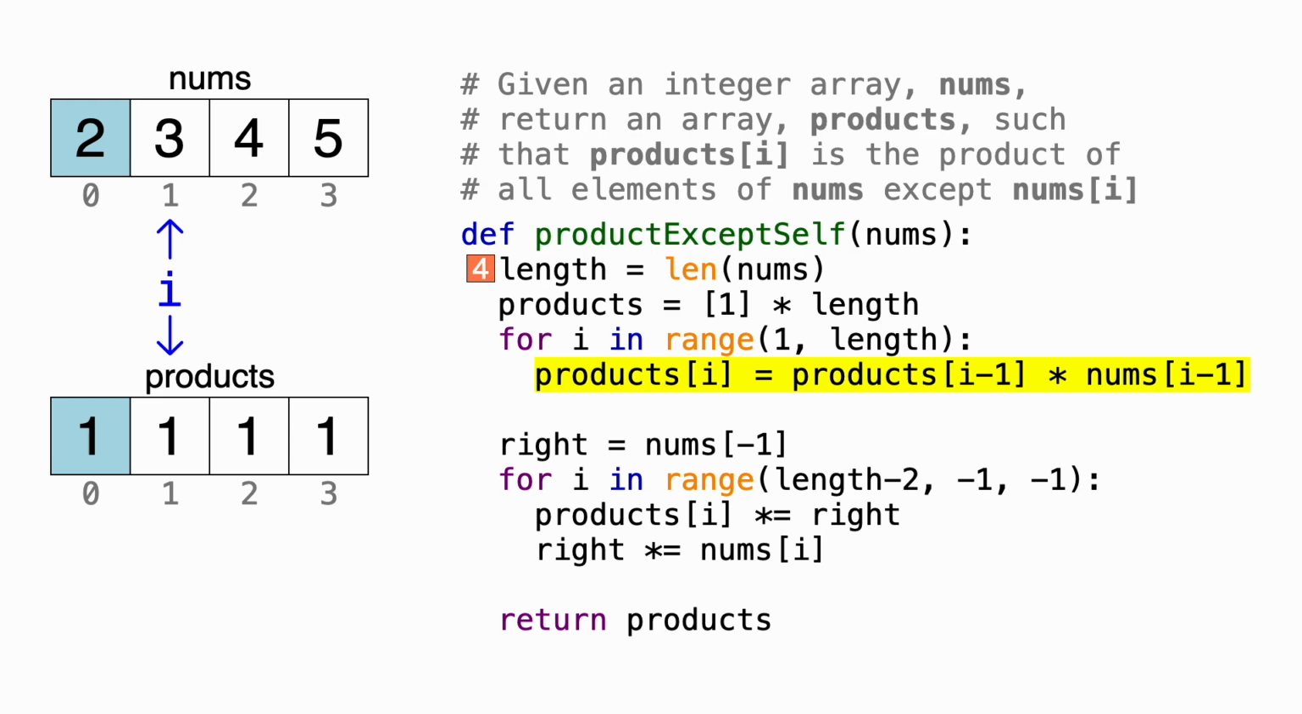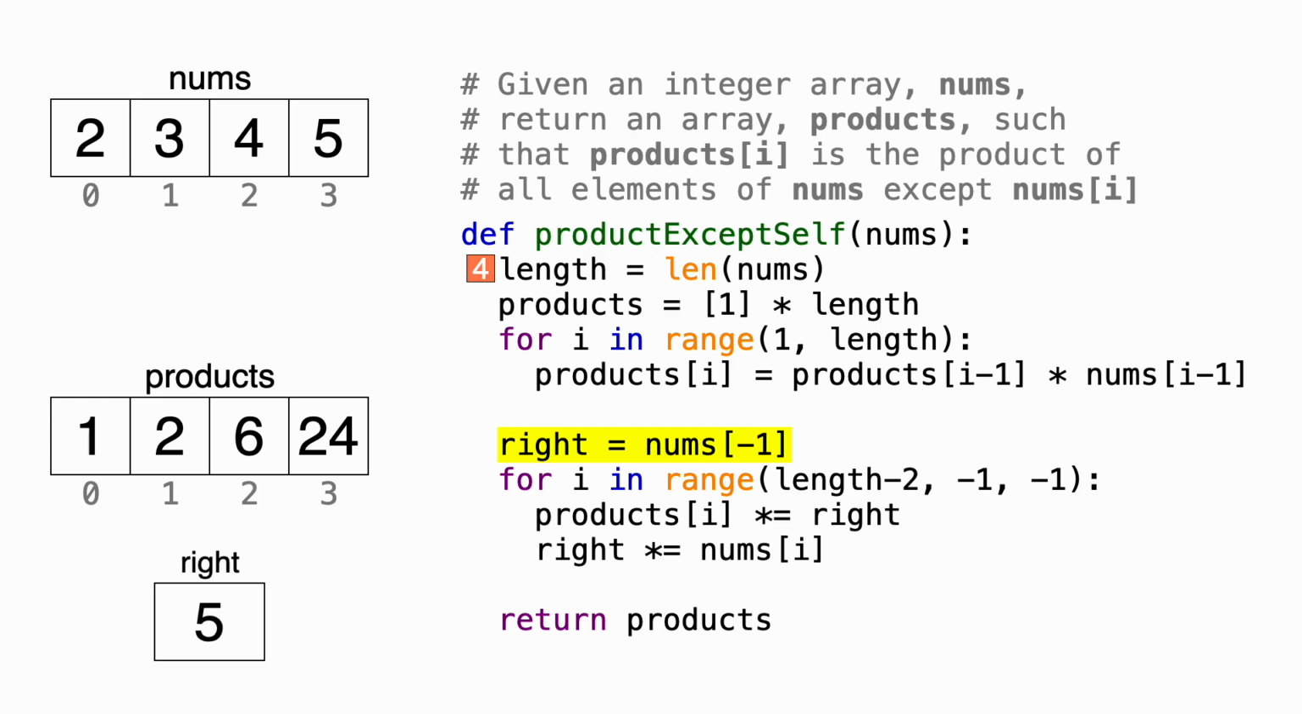So to start, 1 times 2 equals 2. Next, 2 times 3 equals 6. And finally, 6 times 4 equals 24. The next step is to calculate the products of all the numbers to the right of each index. But instead of creating a new array, we're just going to store the products as we go in a single variable called right. And we're going to initialize that to the rightmost element in nums, which is 5.